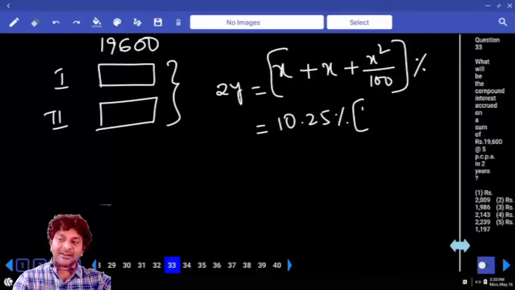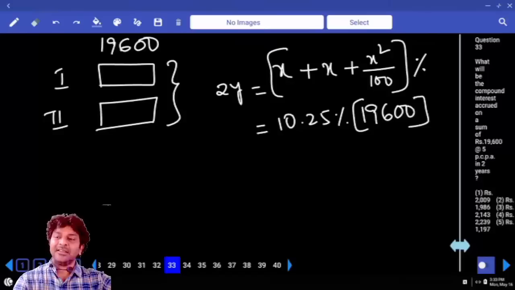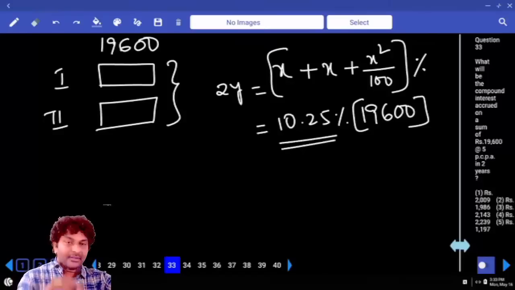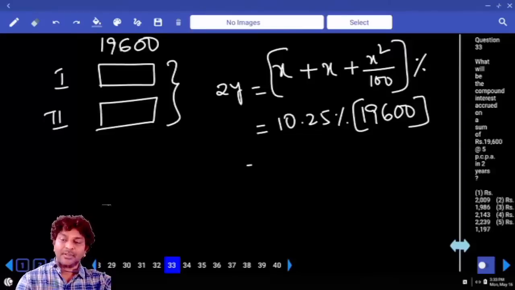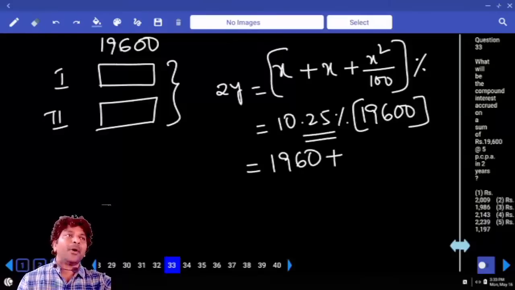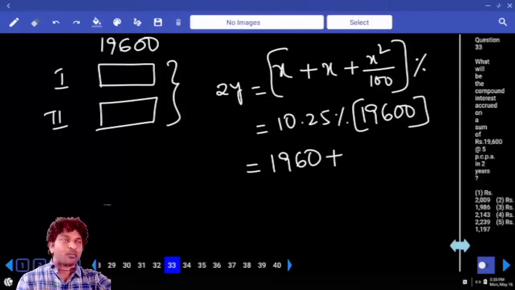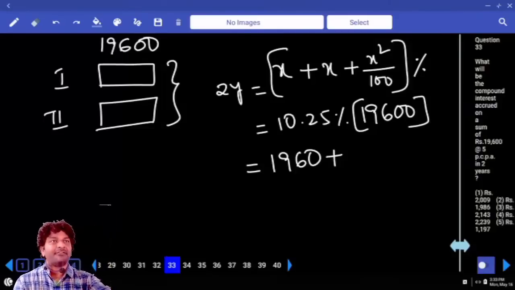Total it is 10.25%, calculated on 19,600. Correct? Can we divide this as 10% plus 0.25%? What is 10%? 1960, plus. How much more do we have to add? 0.25%, which is 1/4 of 1%. What is 1%? 196. Half.